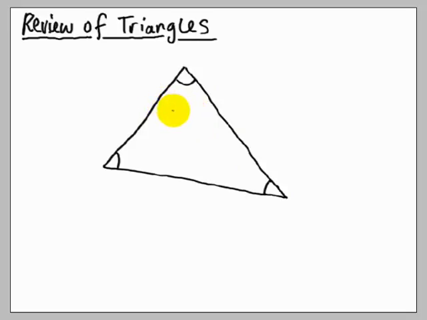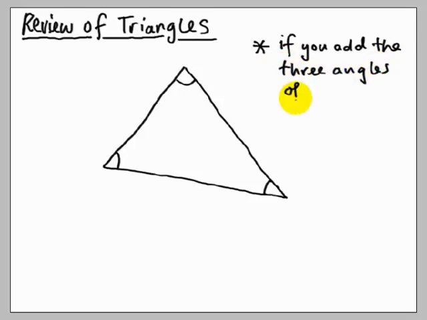And I would say probably the most important property of a triangle involves these three angles. And what is the property? I think you know. If you add these three angles up, you always get 180, right? So I'll just write that down. If you add the three angles of a triangle, you always get 180 degrees.